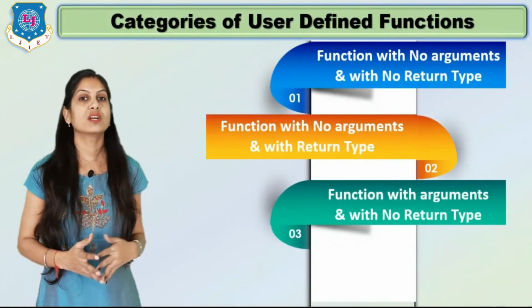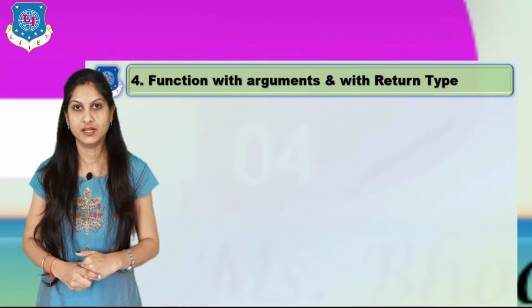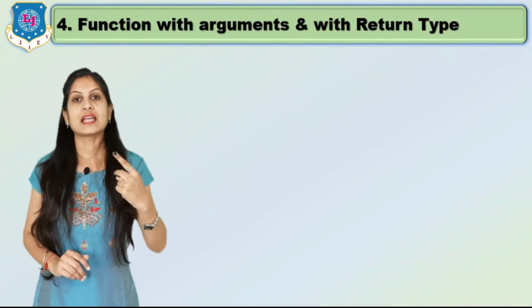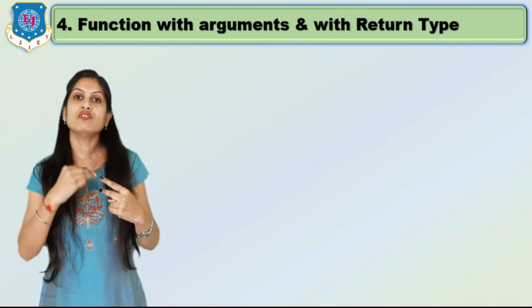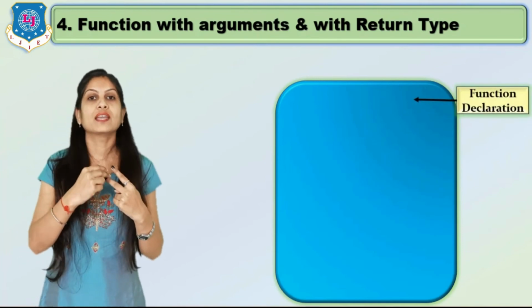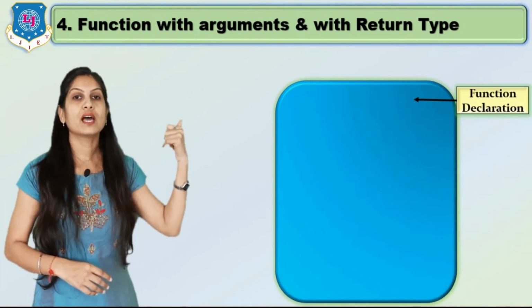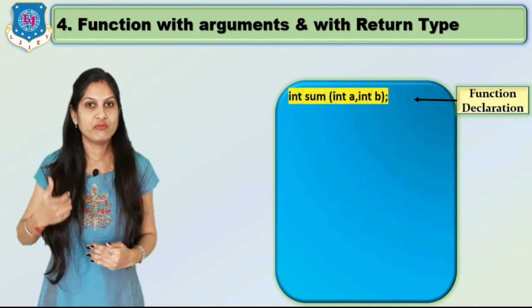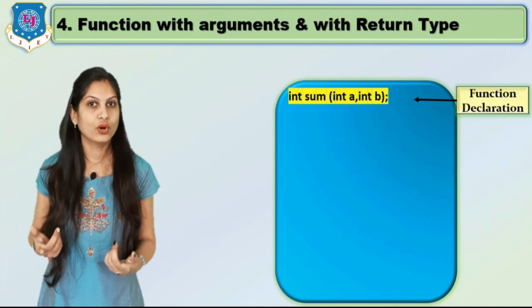Now the last one is function with argument and function with return type. So it is nothing but the combination of the second and third. In the second category we are using with return, and in the third category we are using with argument. Clear? So there are two categories that we now have to mix in our fourth category, that is function with argument and with return. Now with return means here we cannot write void. Here we have to write integer, float, something.